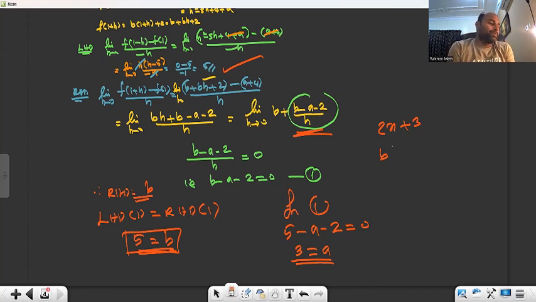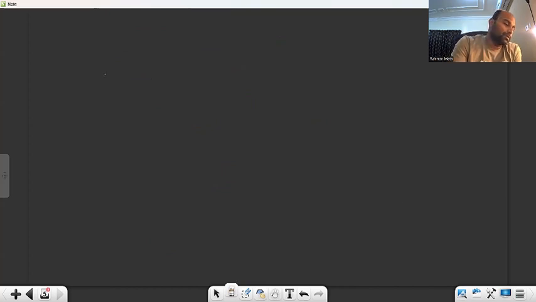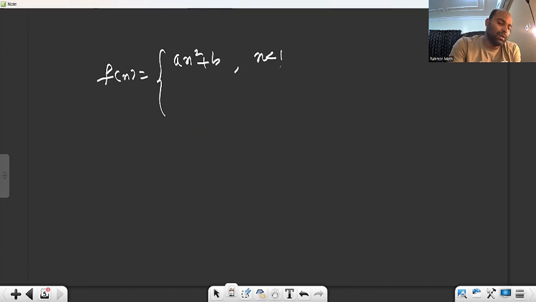f of x equal to ax square plus b, x less than 1, 2x plus 1, x greater than or equal to 1. So, differentiable at x equal to 1. Start. Differentiability at x equal to 1.